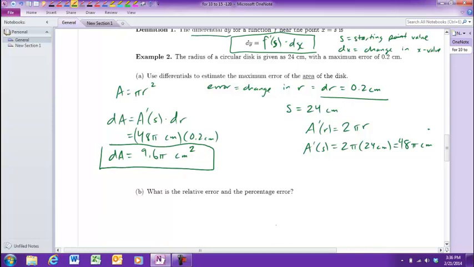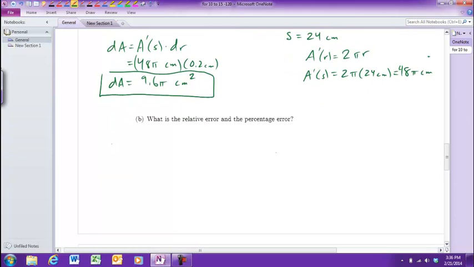And then the next question is, what is the relative error and the percentage error? So to figure this out, we actually first need to know the actual area when r equals 24 centimeters. And that's A equals pi times 24 squared. That comes out to being 576 pi.